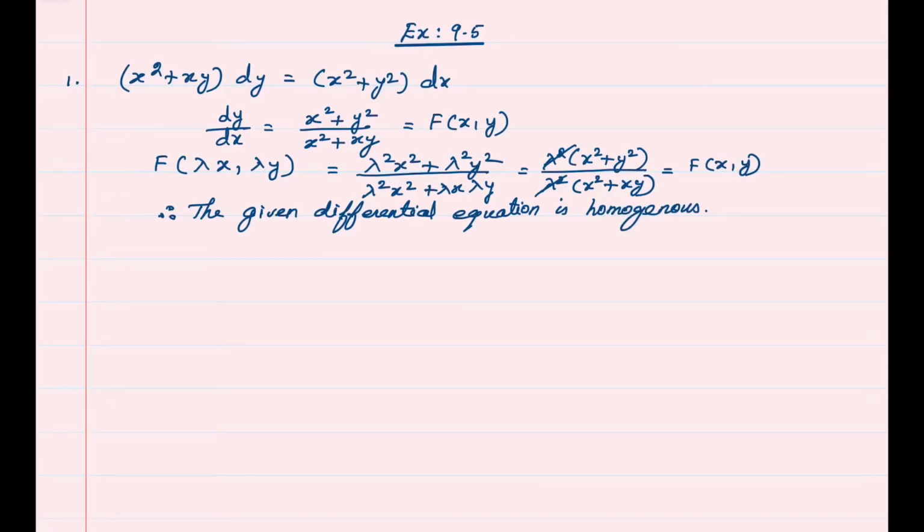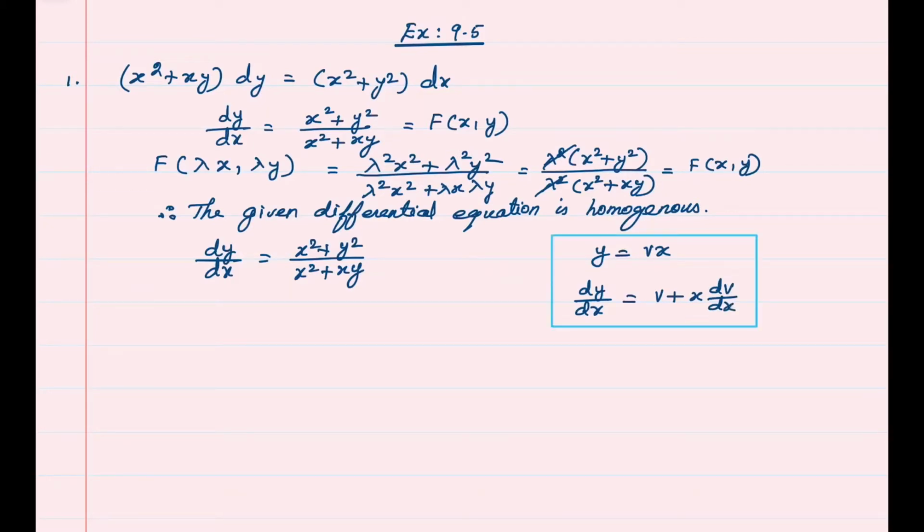And we have to solve this. dy by dx is (x square plus y square) upon (x square plus xy). We substitute y by x as v, that is y is equal to vx, differentiating with respect to x. dy by dx is v plus x times dv by dx.